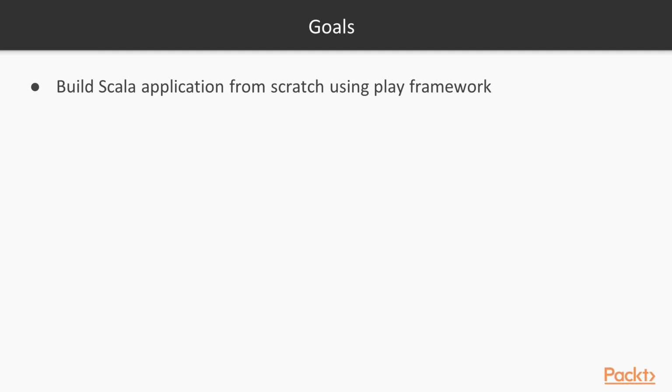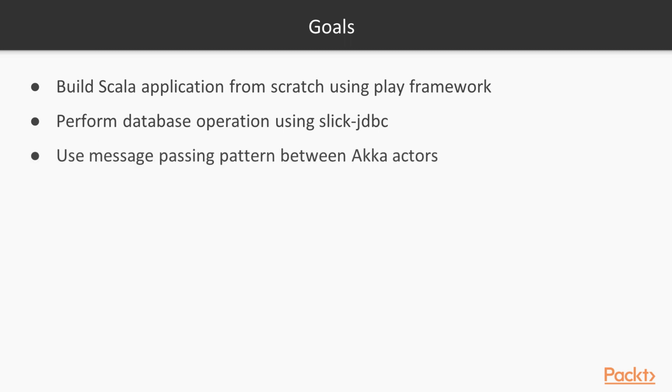And the goals. Again, all these goals will be derived as we develop applications in each section. With the first few sections, we will be looking at Play framework applications. So we will be building a Scala application from scratch using Play framework, and we will be performing some database operations using Slick JDBC. After that, using the message passing pattern between Akka actors, we'll be implementing another application to provide a word count for every string processed by the application.